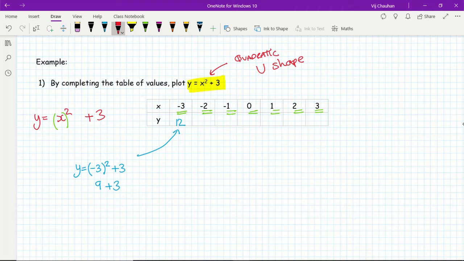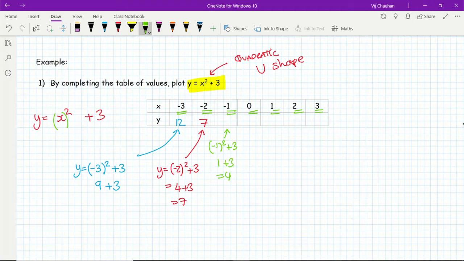And then if I move on to the next coordinate, here I'm going to have y equals, and then it's -2 in brackets squared plus 3. Now -2 squared is 4, plus 3 is 7. And then I just repeat the process. So here I'm going to have -1 squared plus 3. So -1 squared is 1, plus 3 is 4. Now again, you don't have to be writing this down. You can do this in your head, but just make sure it's correct. For the next one, I'm going to have 0 squared plus 3, which is just 3.